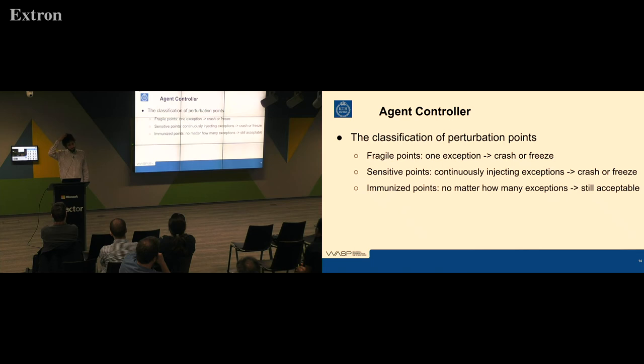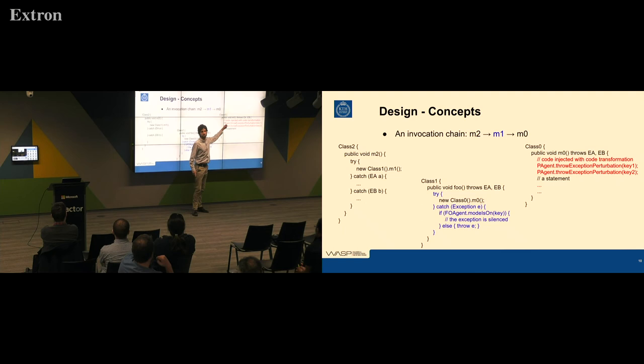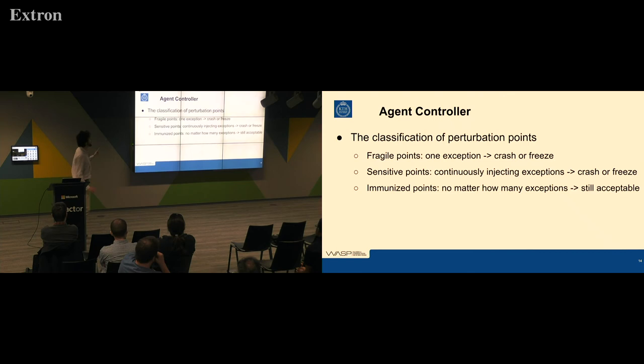So we have those points here where we inject exceptions. Red points here. So we will classify those points. We say that those points where we inject exceptions can be of three types. They can be fragile, which means that as soon as we inject an exception, it crashes the application. So this is a fragile point.